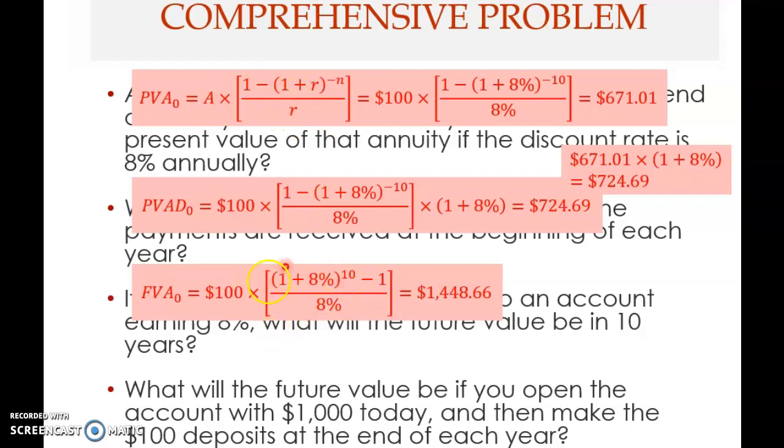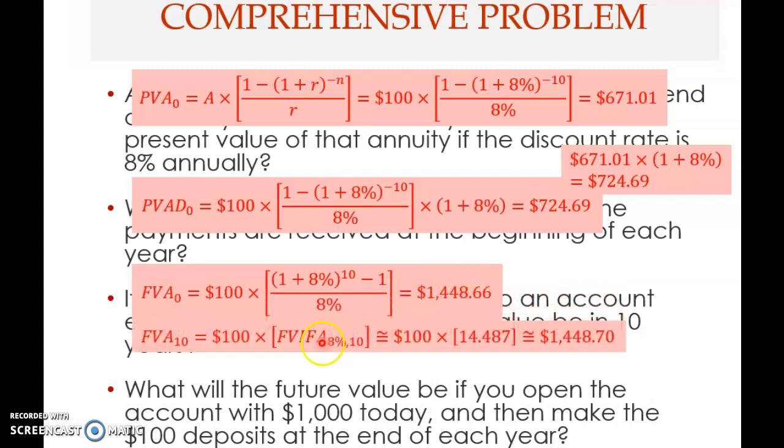The only difference is here. Okay, 1 plus r raised to the power of positive n minus 1, not this way, divided by 8%. So you get 144.86. You can also use the table.